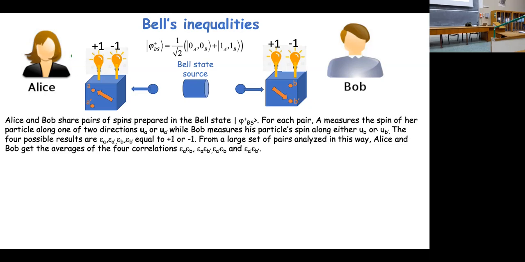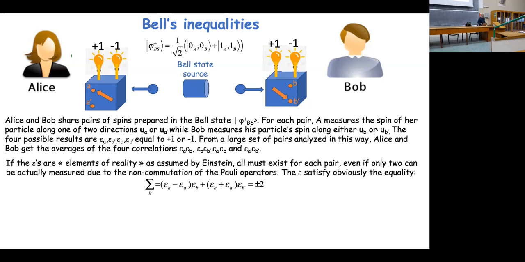Epsilon A and epsilon A prime are equal to plus or minus 1. Epsilon B and epsilon B prime are equal to plus or minus 1. And when I make the product of the two, epsilon A epsilon B or epsilon A prime epsilon B, etc., I will get either 1 or minus 1, depending upon the kind of result they got. Okay, so up to now, it seems very simple. Then Bell had the following idea. He said, let's build the following quantity.